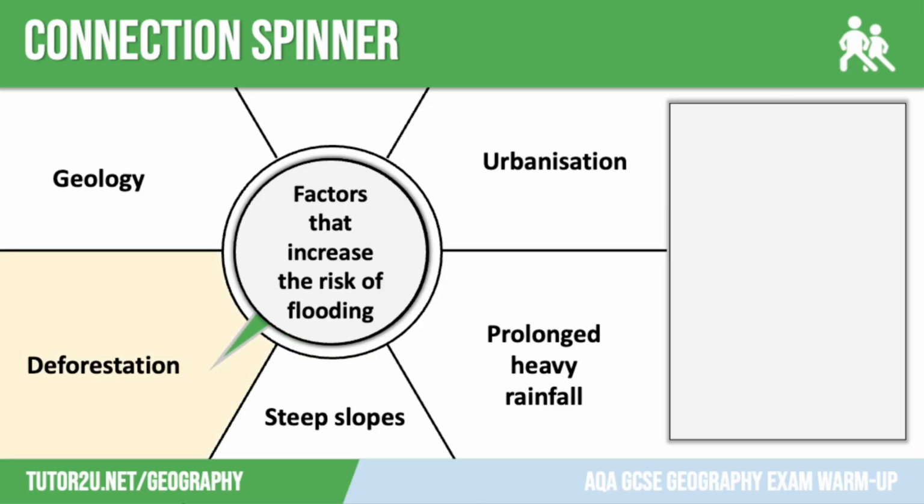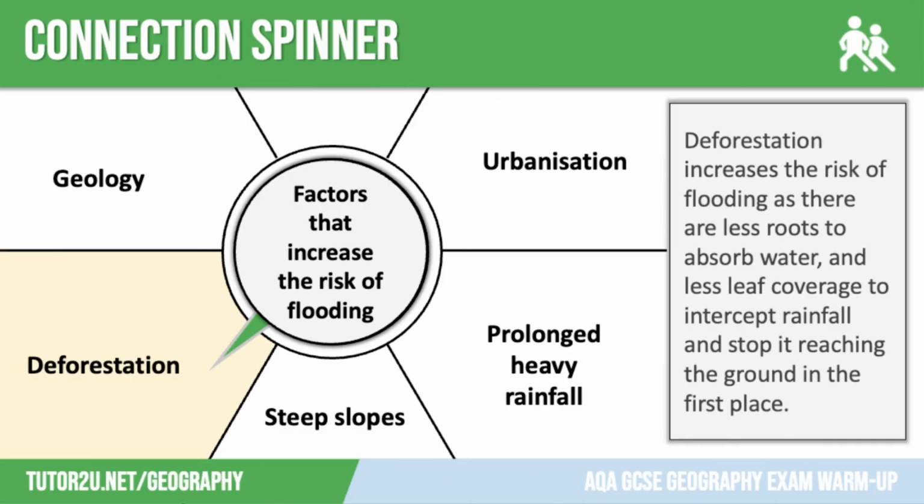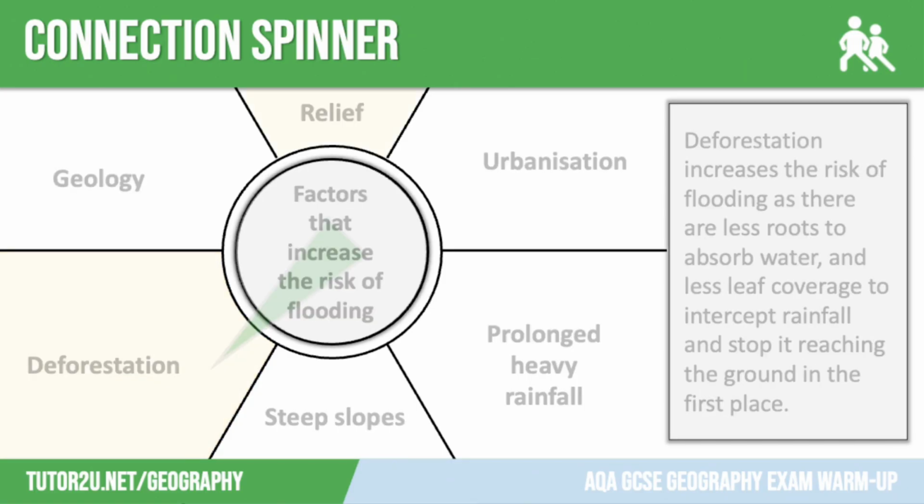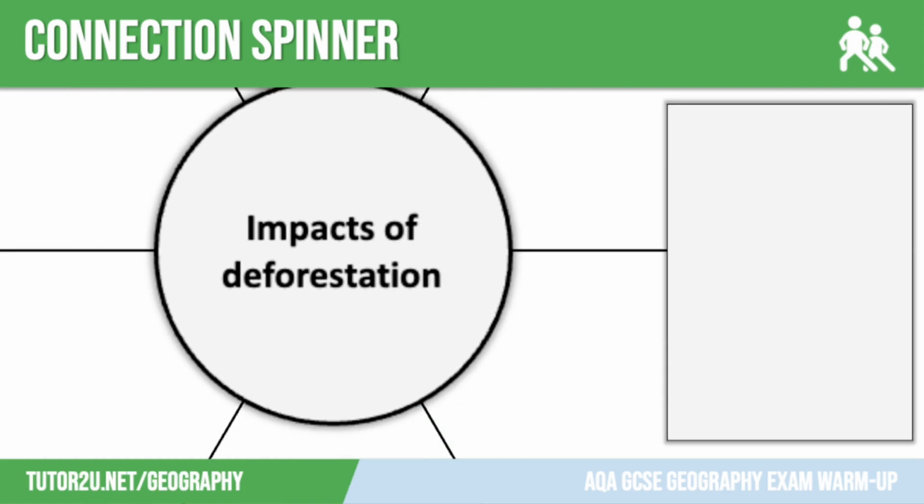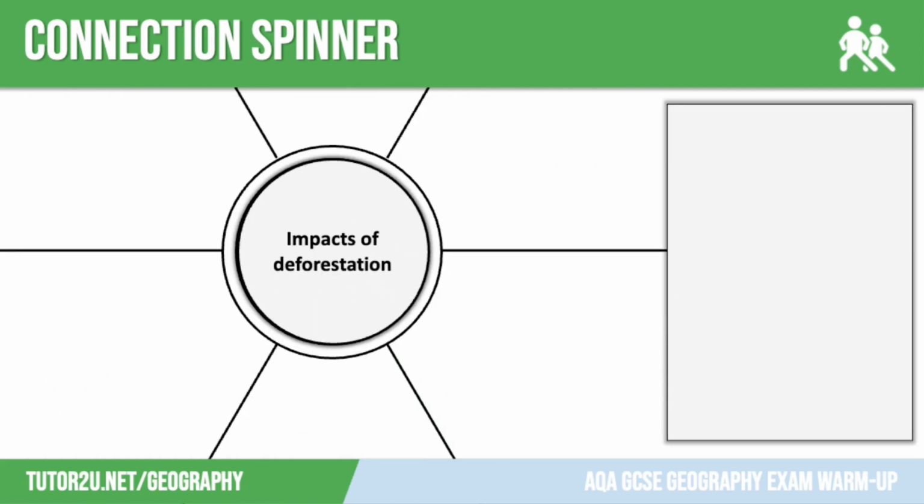Okay, so it's landed on deforestation. So how does deforestation increase the risk of flooding? Let's have a look. Well, it increases the risk of flooding as there are less roots to absorb the water and less leaf coverage to intercept rainfall and stop it reaching the ground in the first place. So that is a factor that increases the risk of flooding. Right, let's go again and see what it's going to land on.